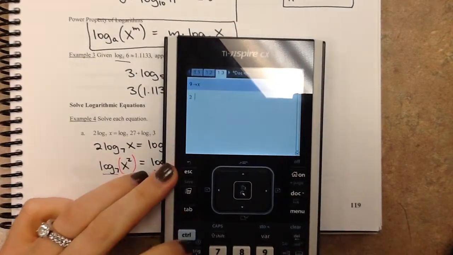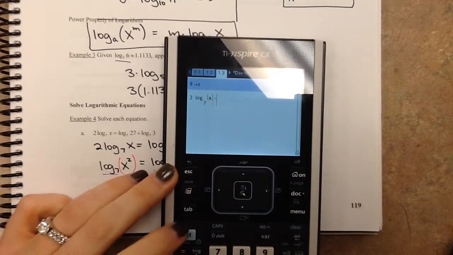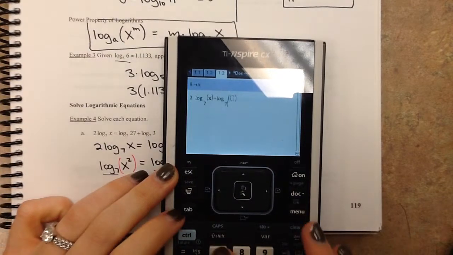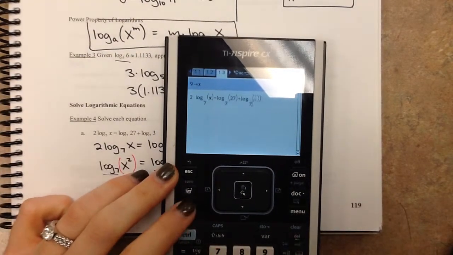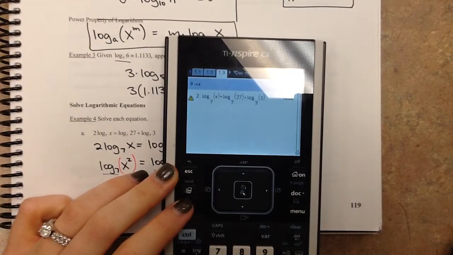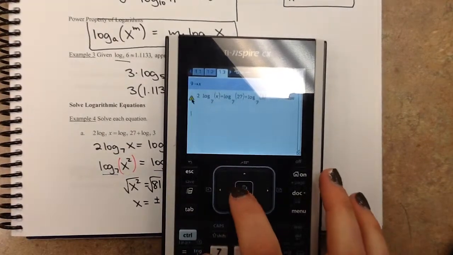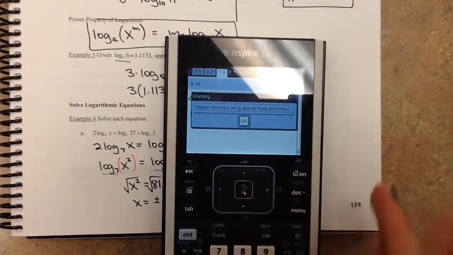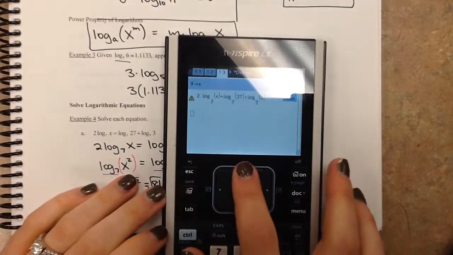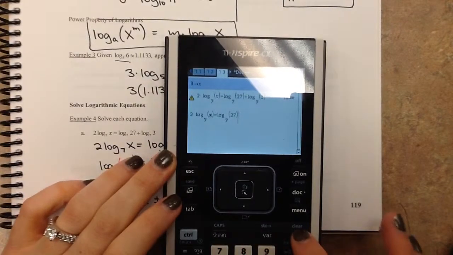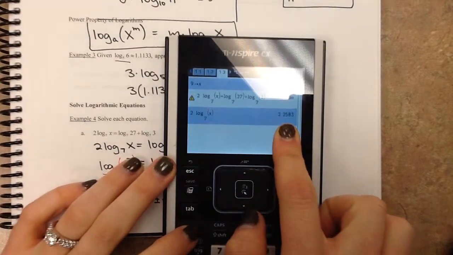So 2 times log base 7 of x is equal to log base 7 of 27 plus log base 7 of 3. Oh, and it comes out to be false, of course, because it's doing approximate arithmetic. If you ever see any sort of flag like that, it says it's obtained using approximate arithmetic. So let's try just typing in the left-hand side and see if they come out really, really close to equal. So if we do that, we get this.